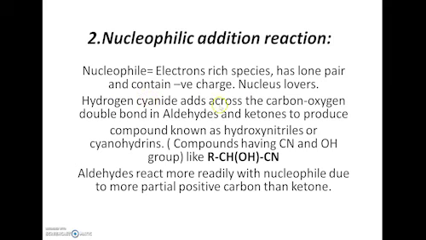Hydrogen cyanide adds across the carbon-oxygen double bond in aldehydes and ketones to produce compounds known as hydroxynitriles or cyanohydrins. Simply, compounds having CN and OH, cyanide and hydroxy group, like RCH(OH)CN. Aldehydes react more readily with nucleophiles than ketones due to a more partially positive carbon.